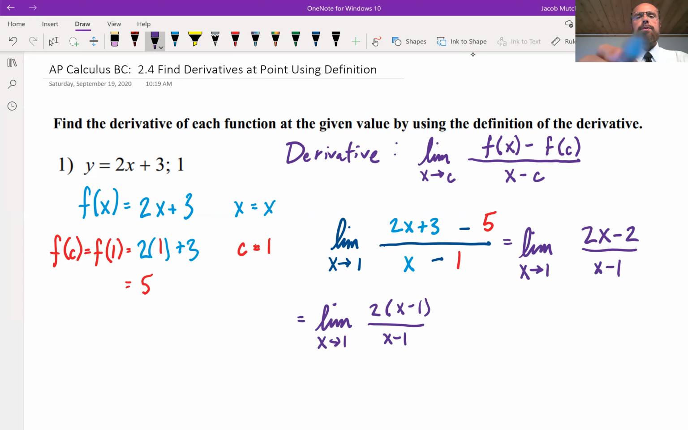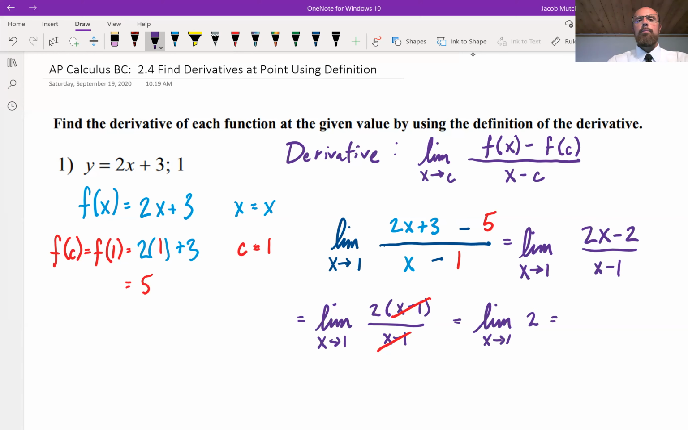And that reveals the cancellation. So I'm ready to cancel above and below that common binomial x minus 1. And there's not a whole lot of calculations left. At this point, I have the limit as x approaches 1 of simply 2.